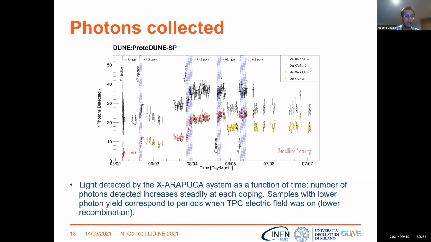So here you can see the light detected by the X-Arapuca system. On the top, the xenon plus argon X-Arapuca, while on the bottom, the only xenon X-Arapuca. As a function of time, the number of photons detected increases steadily at each doping, and samples with lower photon yield correspond to the period where the TPC electric field was on, so we have lower recombination.